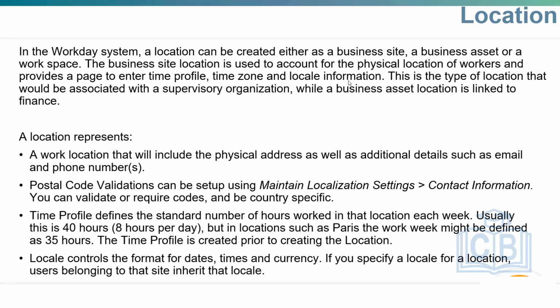Like we added the time profile of standard 40 hours a week, the time zones, the locale information such as the currency, the date and time format. This is a type of location that would be associated with a supervisory organization, while a business asset location is linked to finance. So there are two kinds of locations.